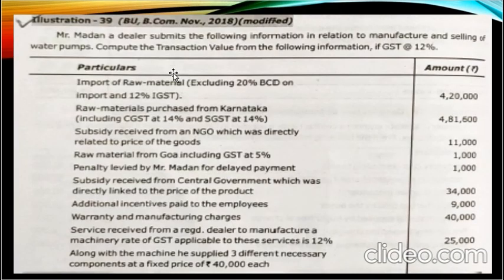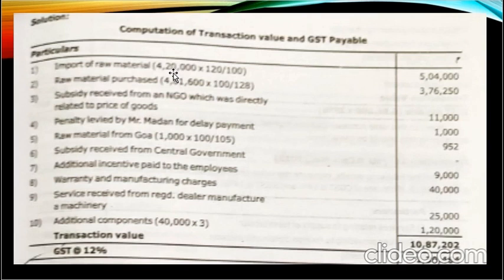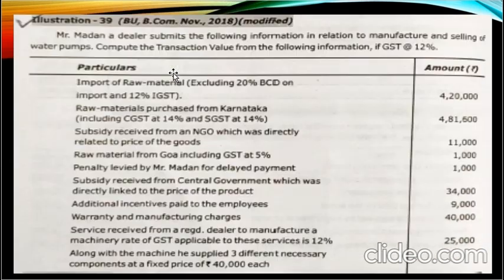Then we have raw materials from Goa including GST at 5%. So raw materials are imported from Goa, which is 1000. Just check whether it is excluding GST or including GST. It is including GST. So as it is including GST, we will minus the GST. So this including GST, how much is it? 1000.